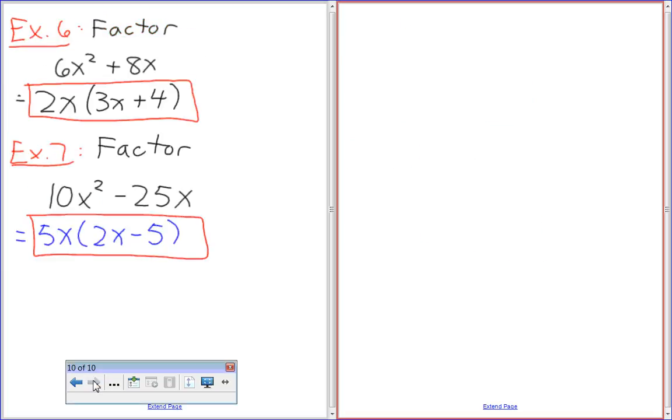Here we go. Factoring trinomials. Like this.